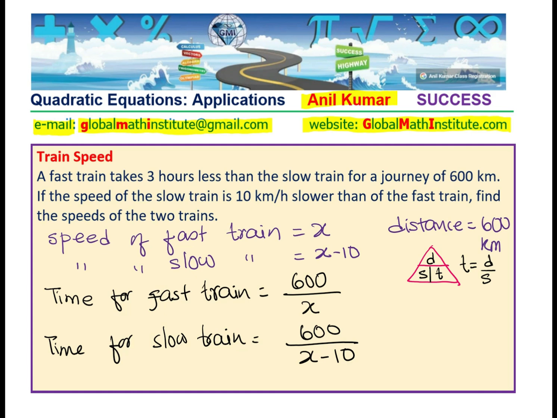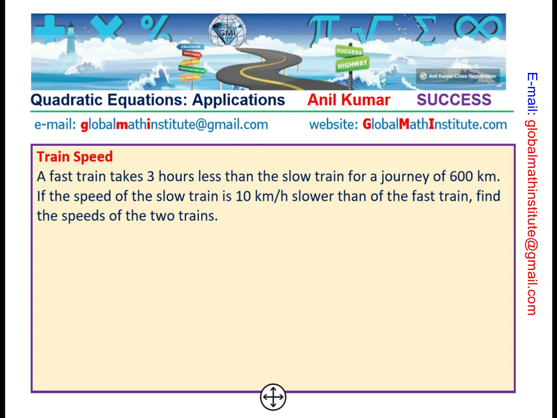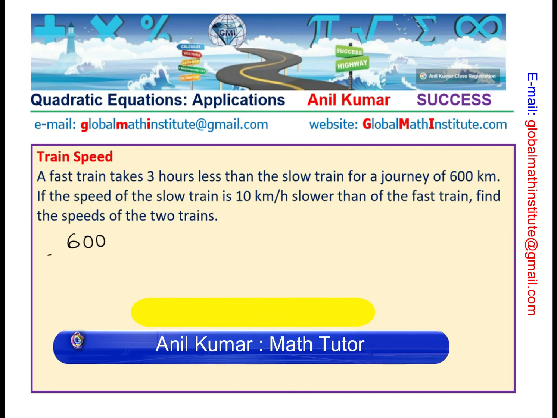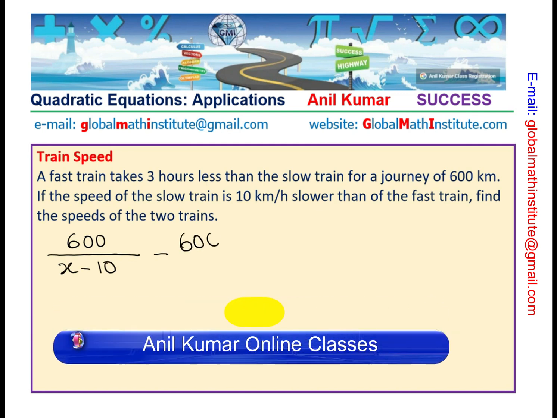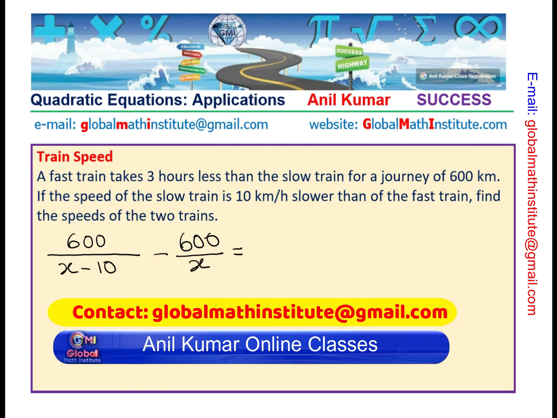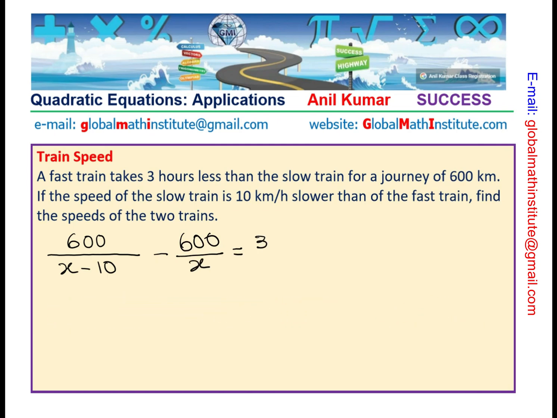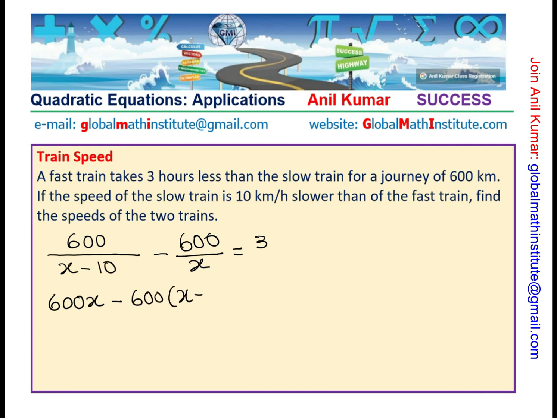Perfect. Let's go to a new page. So now the difference between the two: the slow train takes more time, so 600 over x minus 10 minus 600 over x, and this is equal to 3 hours. We can take a common denominator, multiply, so we get 600x minus 600 times (x minus 10) equals 3 times x times (x minus 10). So that is how we get our equation, right?